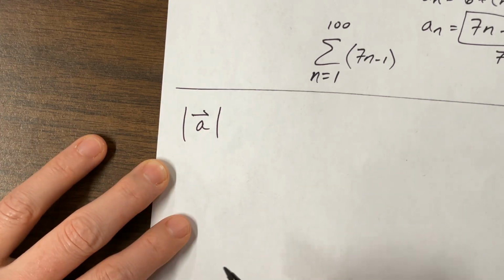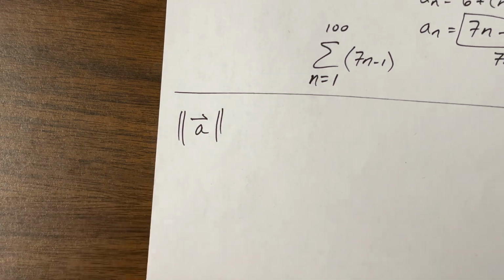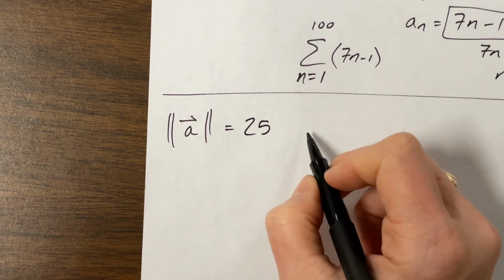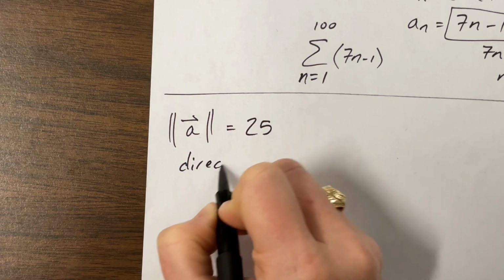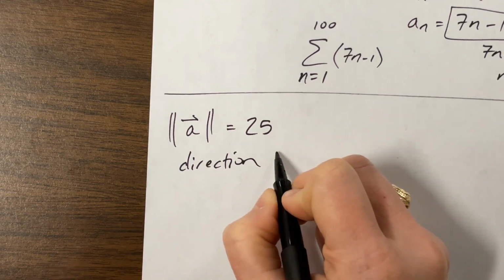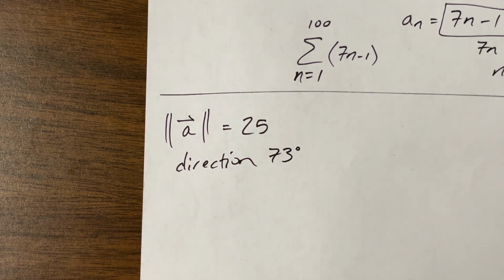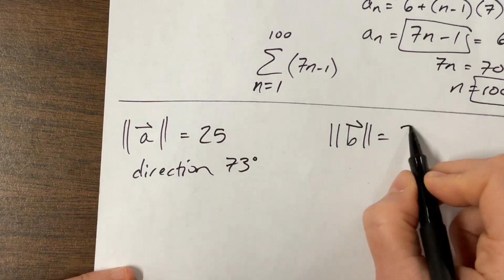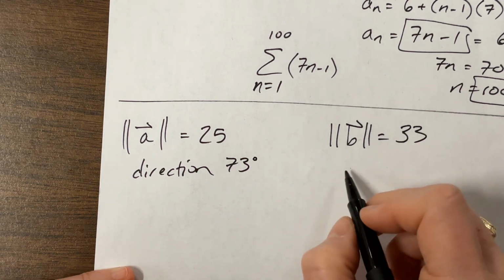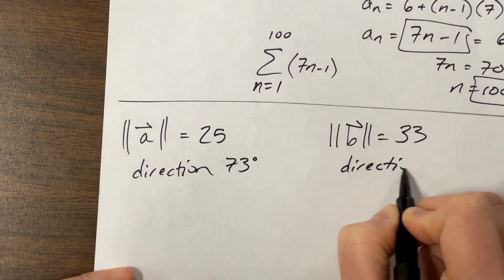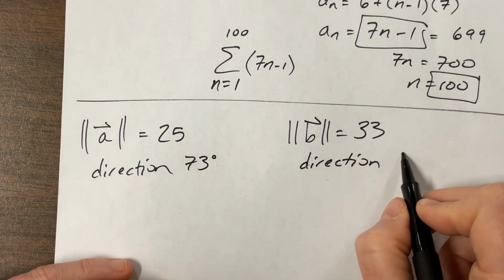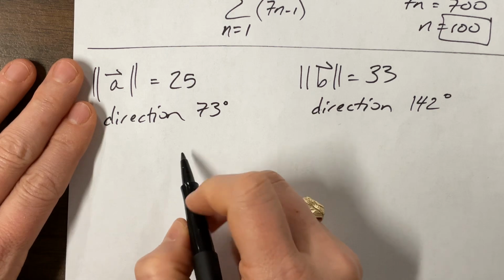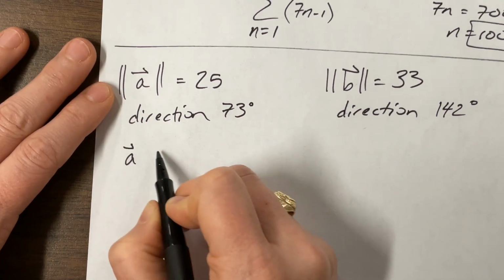magnitude of vector A. Sometimes in IB we just use one set of lines. In PreCal we tend to use two. The magnitude is equal to, let's come up with the number 25, and then the direction of, I don't know, 73 degrees. Whatever. Okay, and then the magnitude of vector B will be equal to 33, whatever my units are, with a direction of, let's say, 142 degrees.